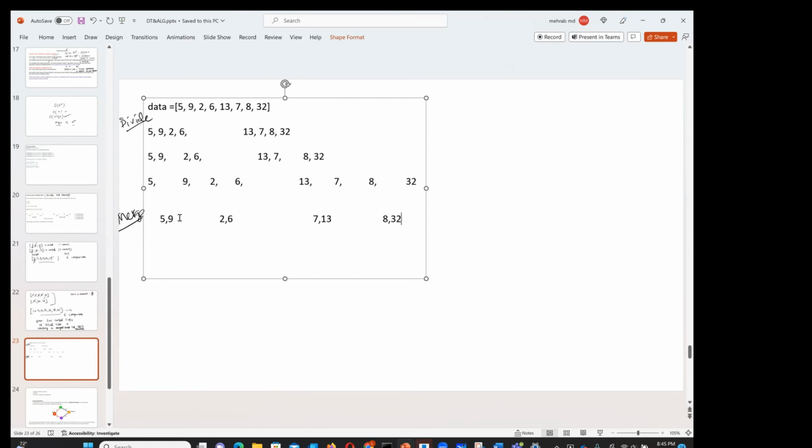Now instead of 8 lists, I have how many? 4 lists. And each of these is sorted. Can I say that? Sorted. Okay. Now let's sort these two.